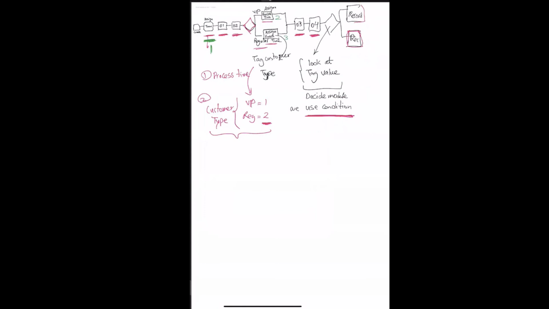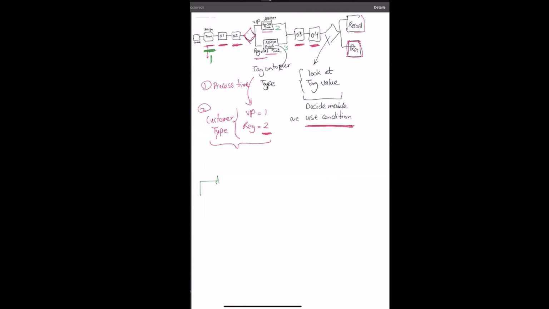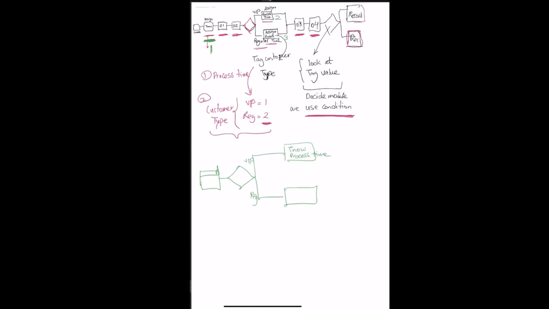Okay, if you put the decide module at the very start, so entities arrive, and then we have a decide module to decide what the customer type is. And then if they are VIP, I go this way. And then if they are regular, I go this way. Then I need only 2 assign modules. In these assign modules, I can assign T now, and then I can assign process time as well. Okay. And that's what Christian has done as well.